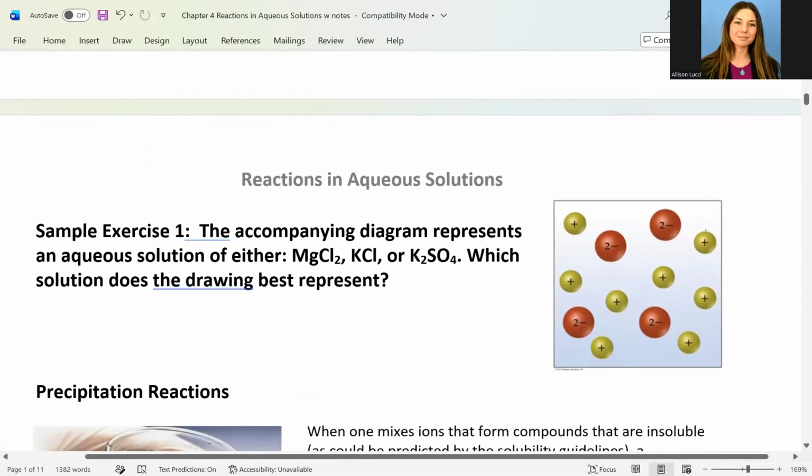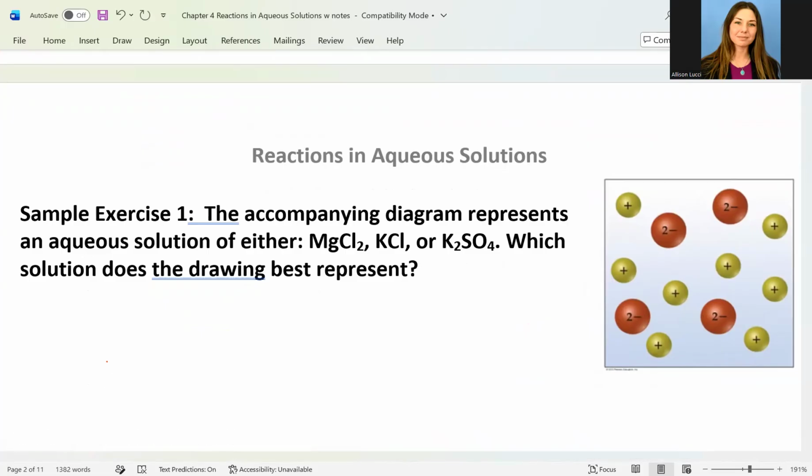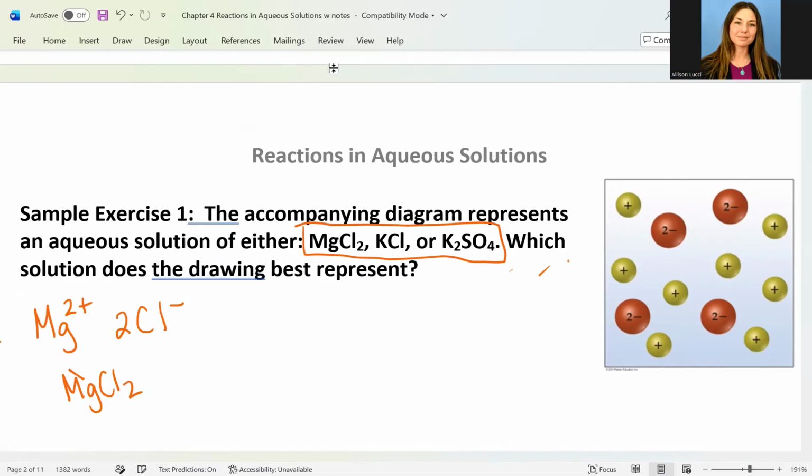So let's see in this sample exercise 1, we're going to determine which of these salts is represented in this diagram. Let's see what would happen if I dissolved these salts in water. With magnesium chloride, MgCl2, we would get 1 magnesium 2 plus ion and 2 Cl negative ions. And when that ionizes, this is what my dissociation would reveal.